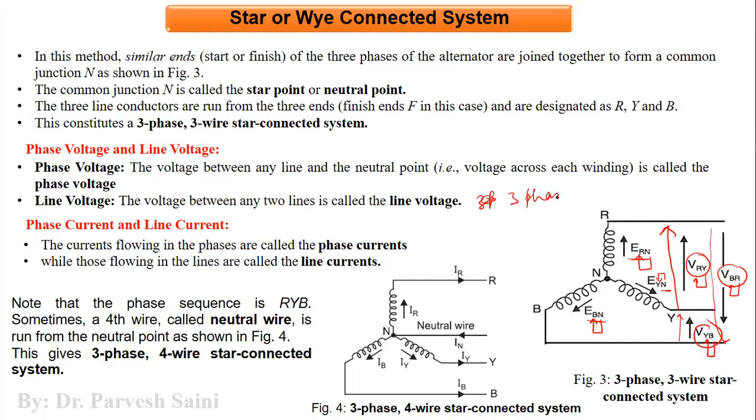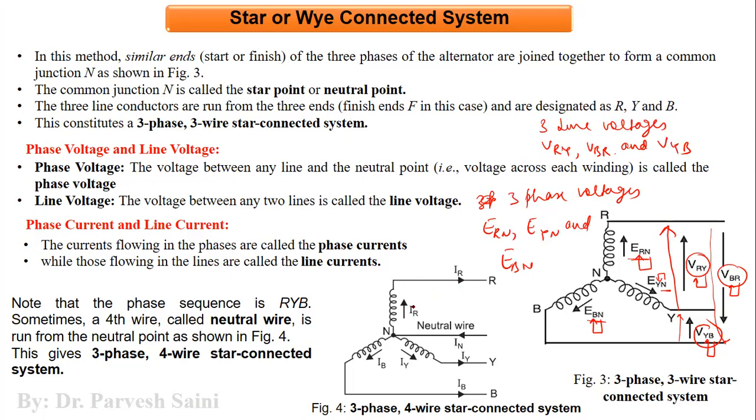Okay, so there are three phase voltages: ERN, EYN, and EBN, and there are three line voltages: VRY, VBR, and VYB. These are the line voltages.